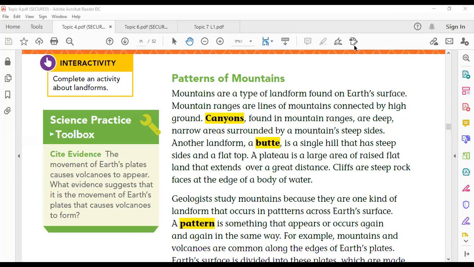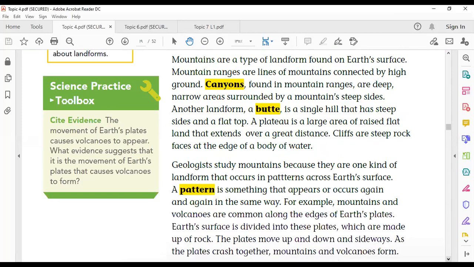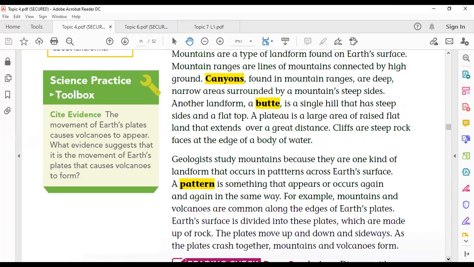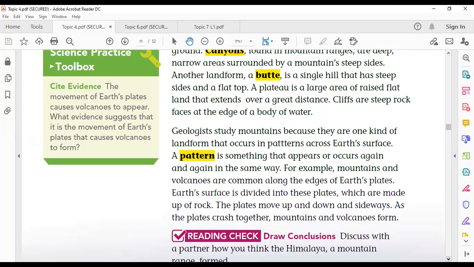Now, scientists think that Earth's crust or Earth's surface is divided into plates. Okay? Earth's surface, please highlight this. Scientists think that Earth's surface is divided into plates. These plates are made up of rocks. Again, scientists think that Earth's surface is divided into plates and these plates are made up of rocks.